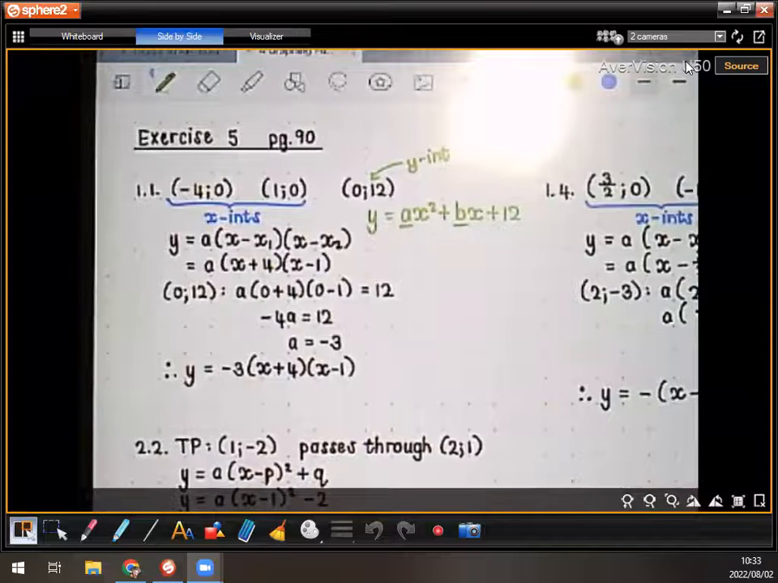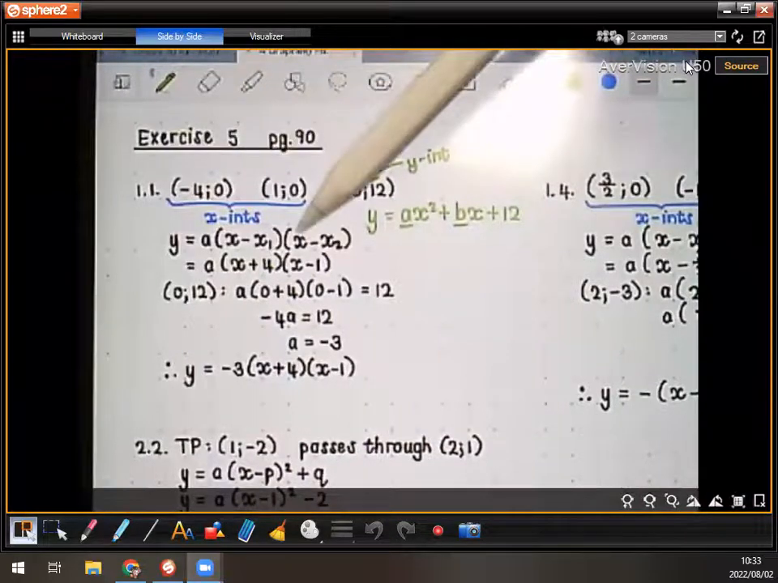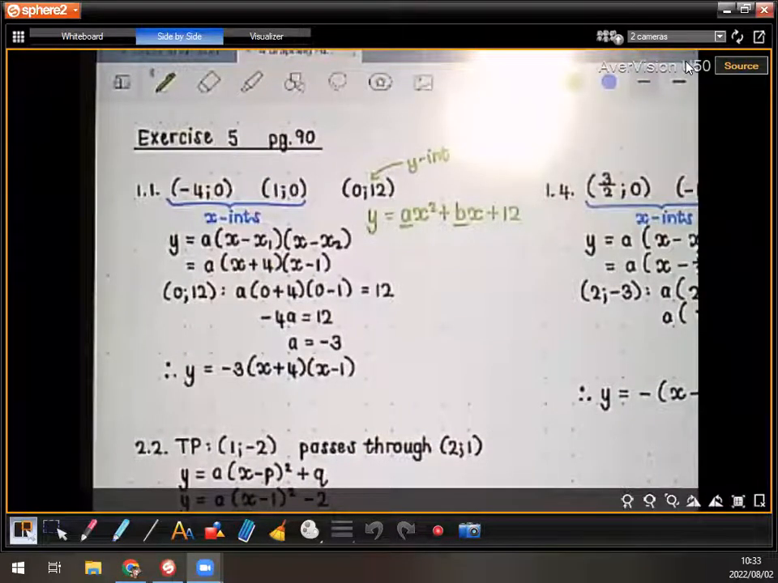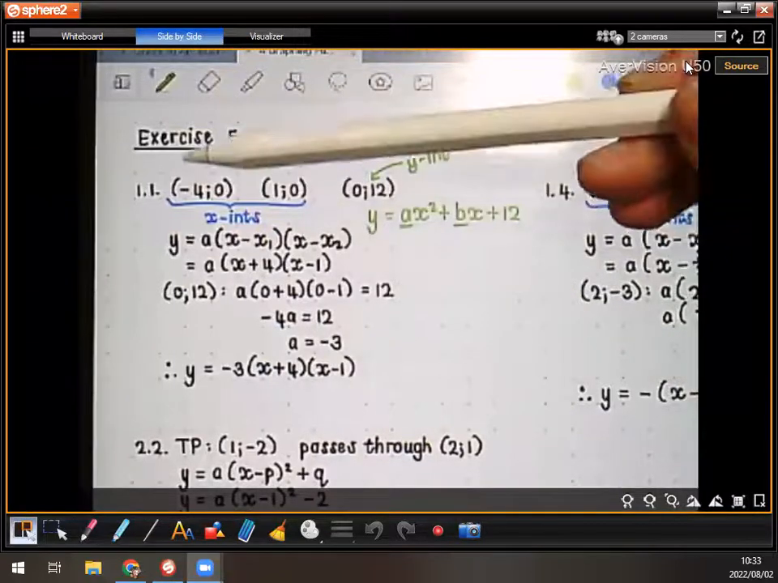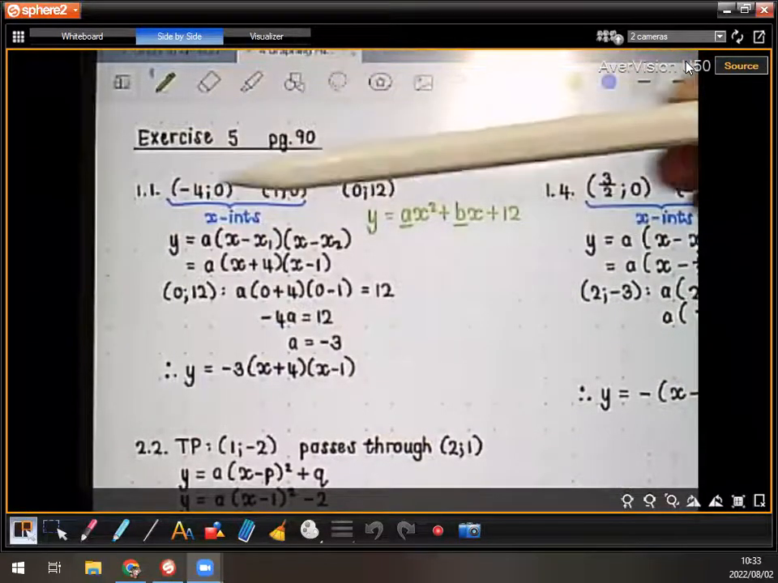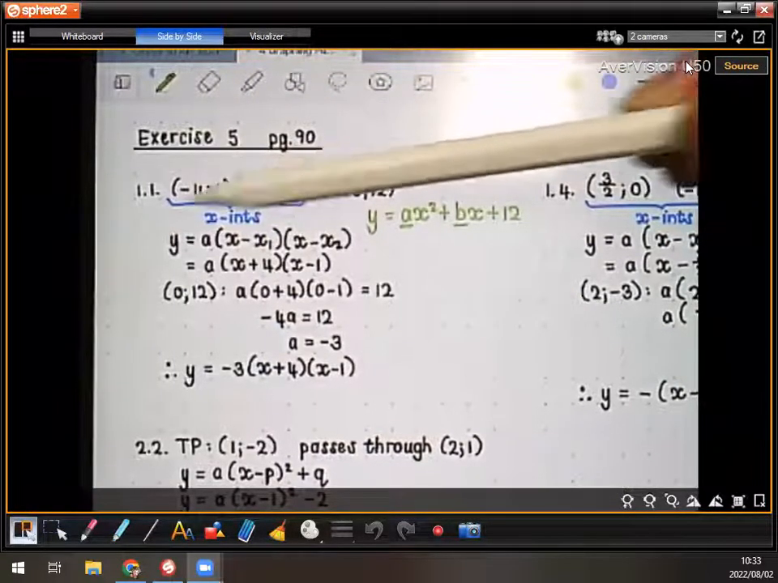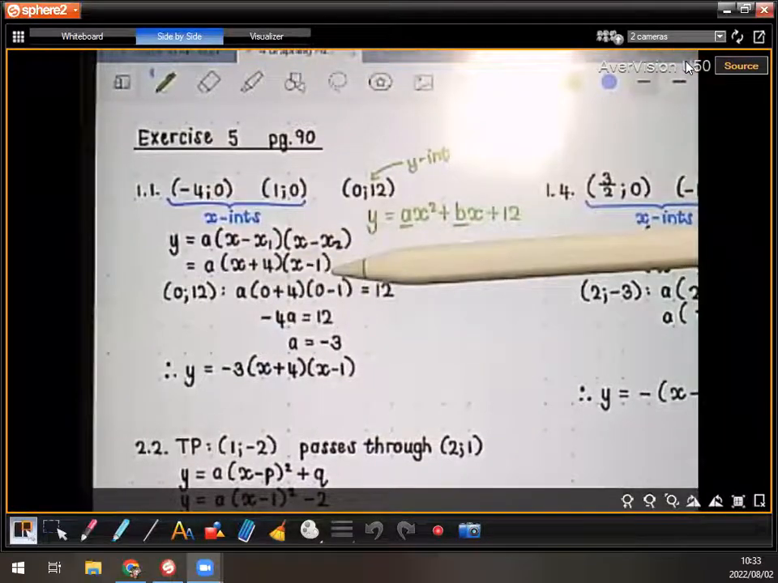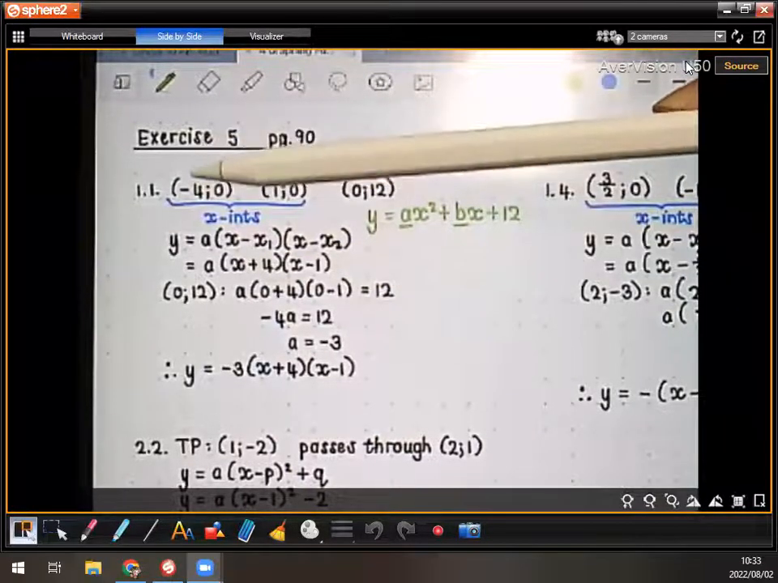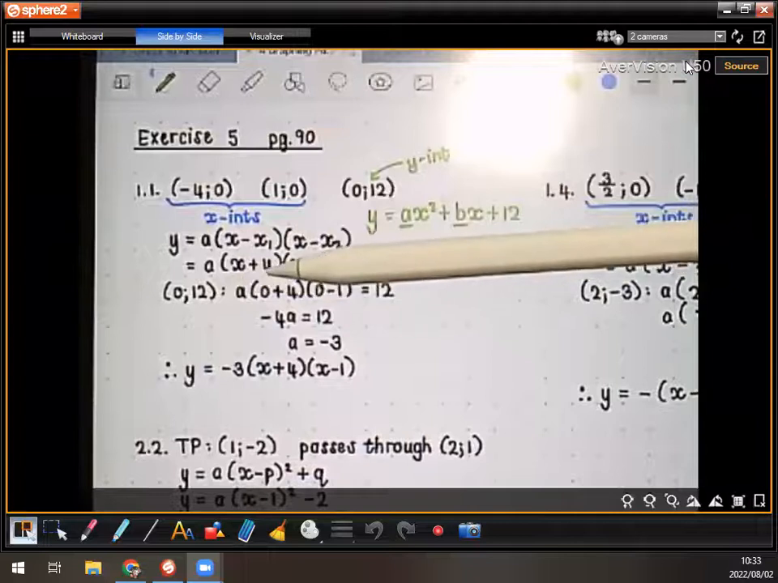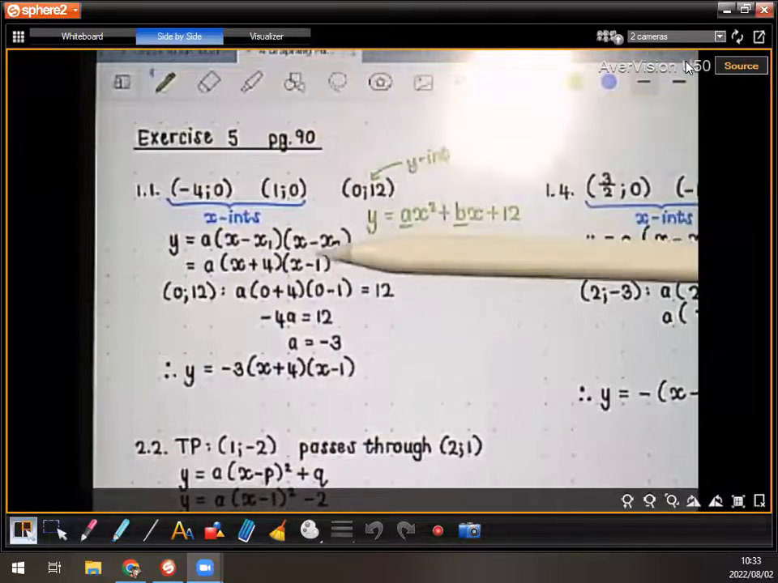Okay, so I would suggest if they have given you the x, regardless of what else is given, use the x. Okay, so that's what I did here. We remember that x brackets always have different signs in the brackets to what you have in the actual coordinates. So because it's negative 4 here, you're going to have x plus 4. And because it's positive 1, you're going to have x minus 1.